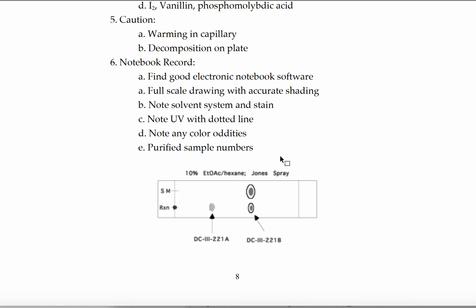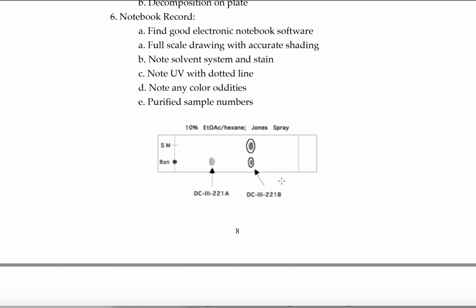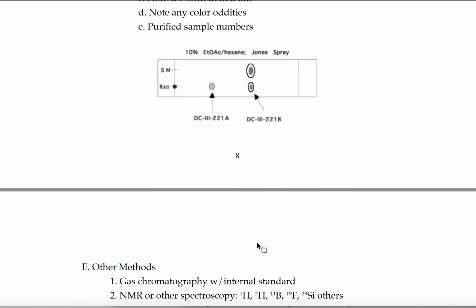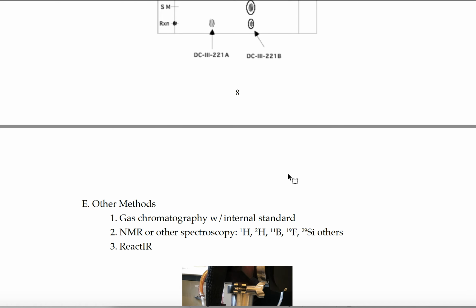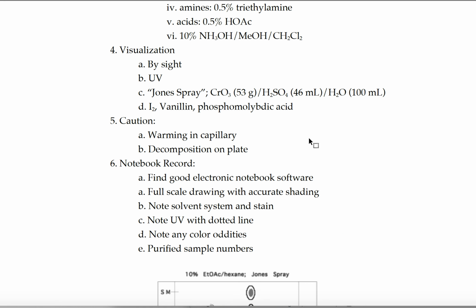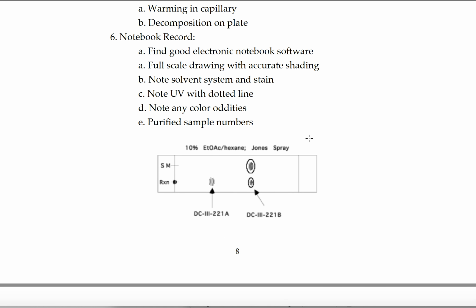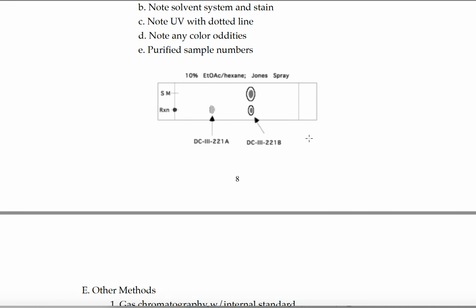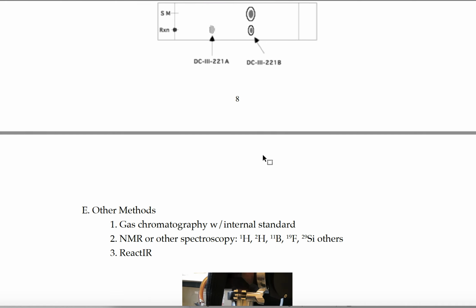And then you also want to indicate purified sample. So if you have NMR spectra recorded on the two spots, give them compound numbers and somehow show which one represents which spectra. Now, what are the other methods of monitoring? I said you got to monitor them. TLC may not be the right one. Well, there's others. And so, for example, gas chromatography.